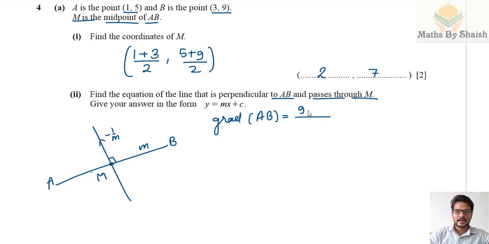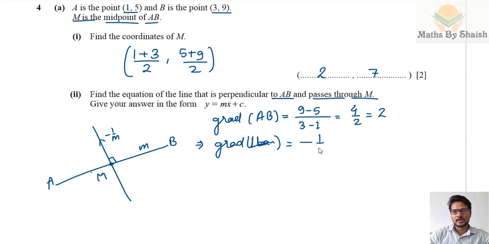So the difference in y is 9 minus 5, and the difference in x is 3 minus 1, so it is going to be 4 over 2, that is 2. And that's why this gives the gradient of the line. For the perpendicular line, it is going to be minus 1 upon m, that is minus 1 upon 2. So we got m, which is given in the question. M is minus 1 by 2.